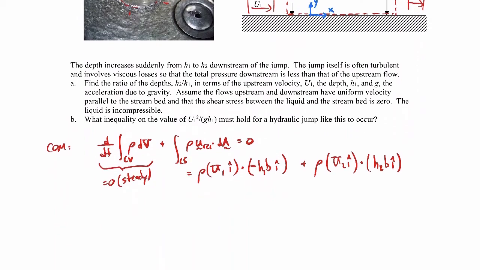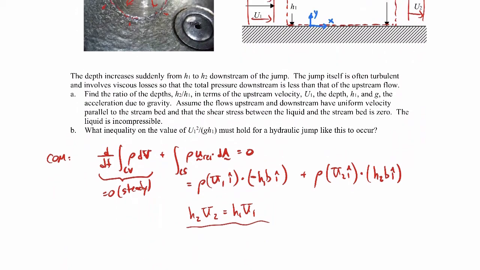So if you work out the dot product and simplify it down, what you're going to get is h2 u2 is equal to h1 u1. Okay, so that's what we get from conservation of mass. By itself, it's not particularly useful. What we're trying to find ultimately here is the ratio of h2 over h1 in terms of only the upstream velocity, the upstream depth, and g. We don't want it to include the u2. So we need to find some other equation to eliminate u2 or put it in terms of the other variables.